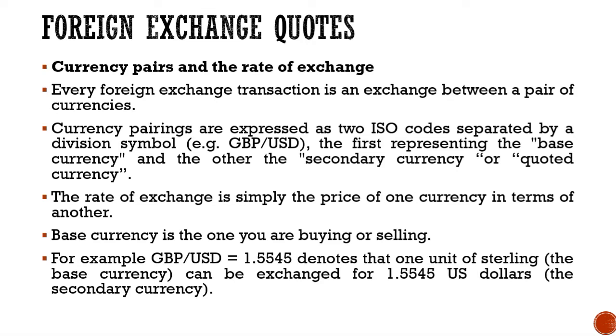For example, Great Britain pound to USD is equal to 1.5545. It denotes that 1 unit of sterling pound, that is the base currency, can be exchanged for 1.5545 USD, that is the secondary currency or the quoted currency.